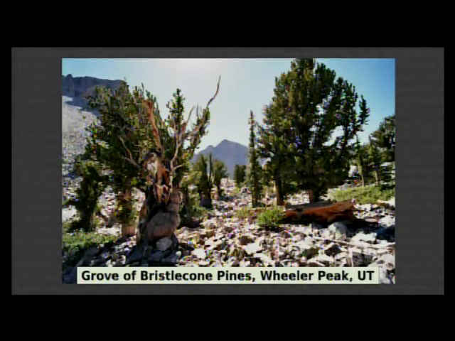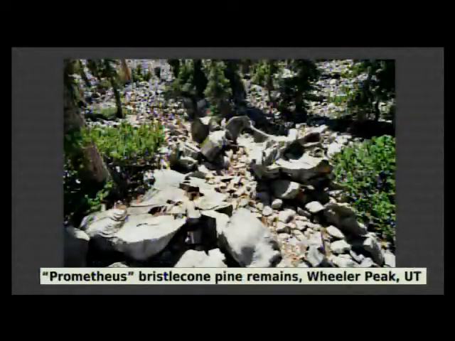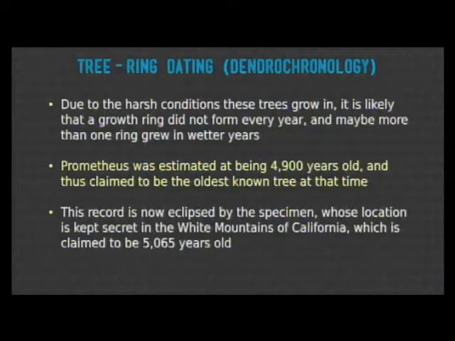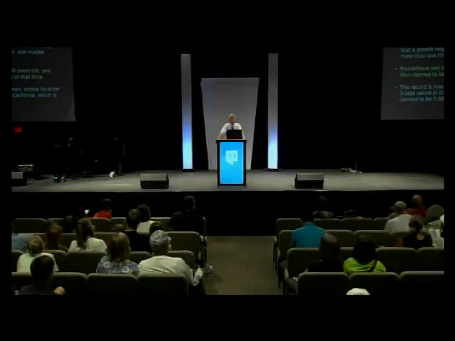And here's a grove of these trees in Utah, in the same place. And here's the remains of that pine tree that was cut down inadvertently. Now, due to the harsh conditions these trees grow in, it is likely that a growth ring did not form every year. Maybe more than one ring grew in wetter years. We don't know. And we really don't know whether these are true ages for Prometheus being 4,900 years old, or the specimen in the White Mountains that's claimed to be over 5,000 years old.